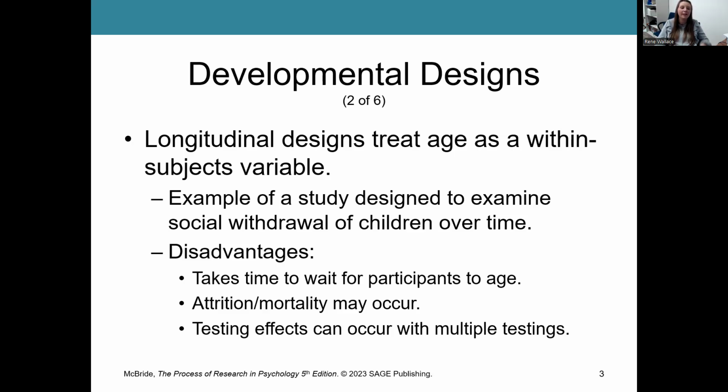You can't speed up a kid getting from first grade to senior year. It's going to take as long as it's going to take. And the attrition and mortality on that is probably going to be a lot more than a simple survey or a simple experiment, because you're going to have to keep track of these kids and these families for 12 years. And then testing effects, right? You're asking these kids these same or similar questions every fall and spring for 12 years. So there's going to be some testing effects that probably occur.